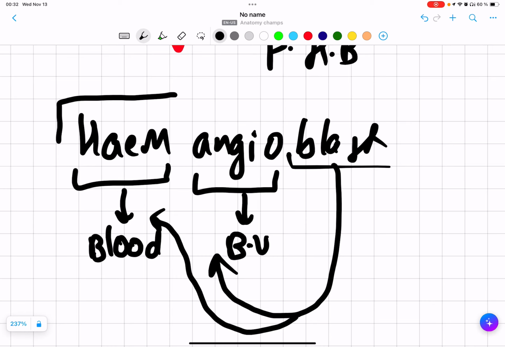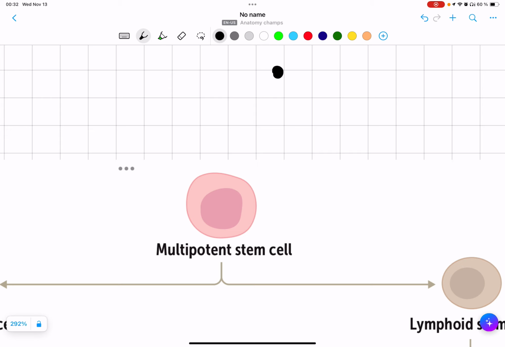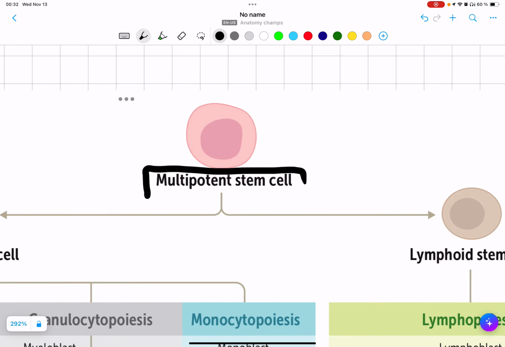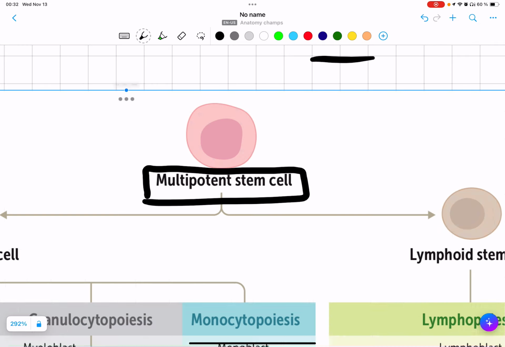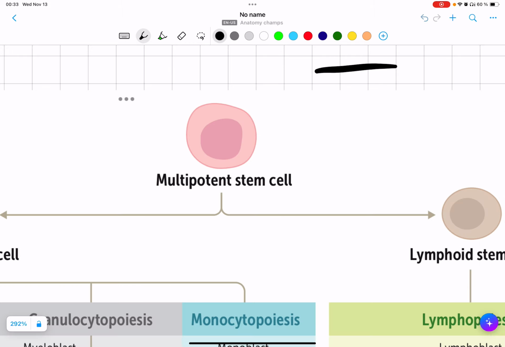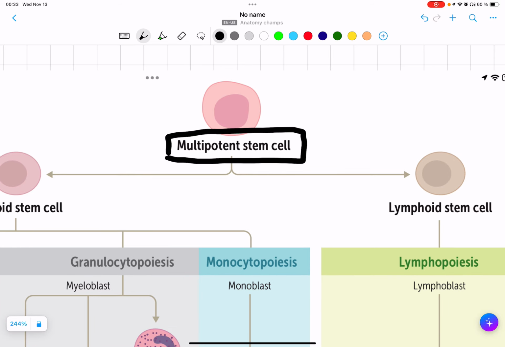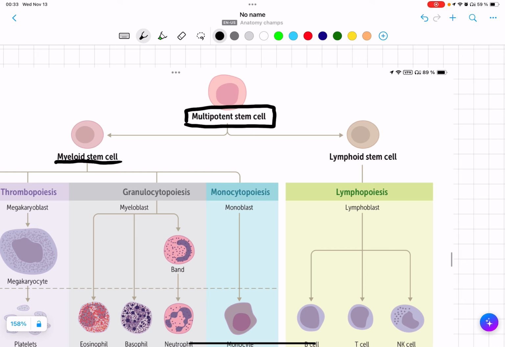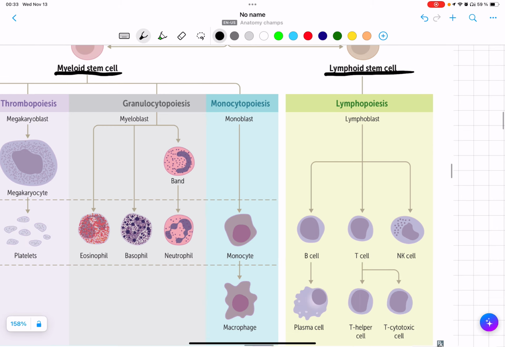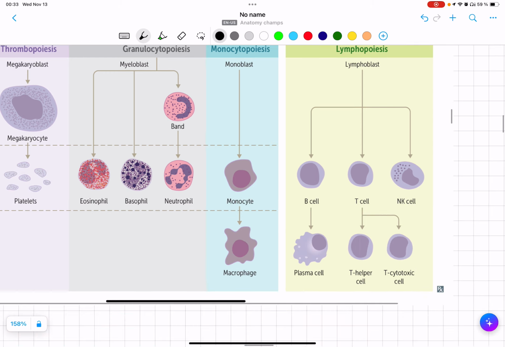Let's see. You have a multipotent cell. This is the same cell which was the central hemangioblast. This central hemangioblast is multipotent. As the name says, multi means many, potent means potential. It means this cell can divide to give rise to many kinds of cells. What kinds of cells? We will see. So this multipotent cell, or the central hemangioblast, will divide to form the myeloid stem cell and the lymphoid stem cell. This lymphoid stem cell will ultimately form your lymphocytes, while the myeloid stem cell will form your non-lymphocytes.